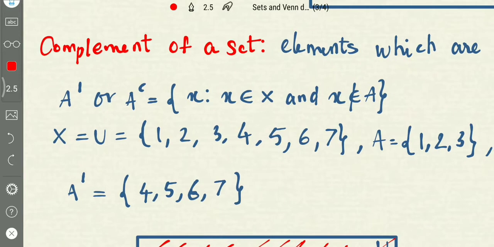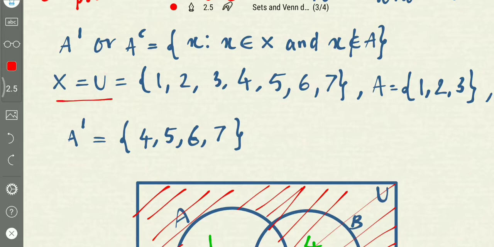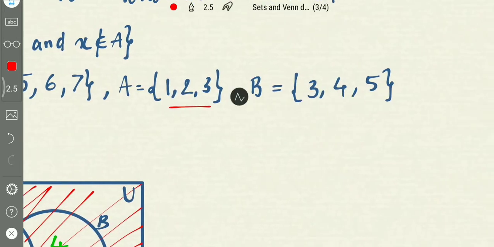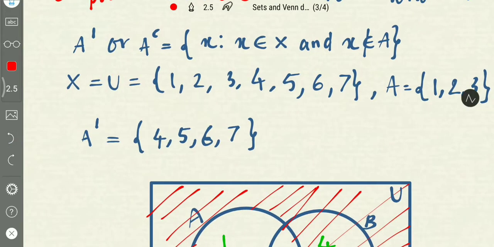Let us see with an example. There is a universal set which has elements 1 2 3 4 5 6 7, and there is a set A which has elements 1 2 3, and there is a set B which has elements 3 4 5. So what is the A complement? A has elements 1 2 3. The remaining elements which are in the universal set are 4 5 6 7. This is what A complement means.